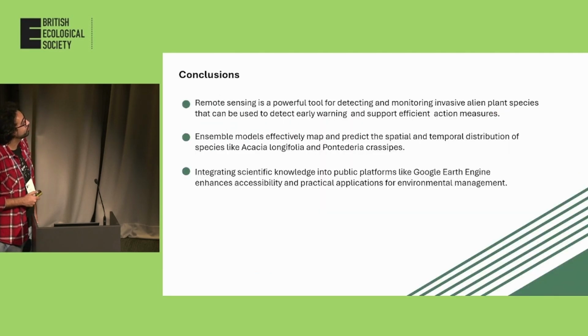So conclusions. Remote sensing can be very helpful to understand the dispersion of invasive alien species in our territory. We can use ensemble models to create really accurate predictions of where these species are, and we can integrate this knowledge in open source platforms like Google Earth Engine to enhance the accessibility of these applications.